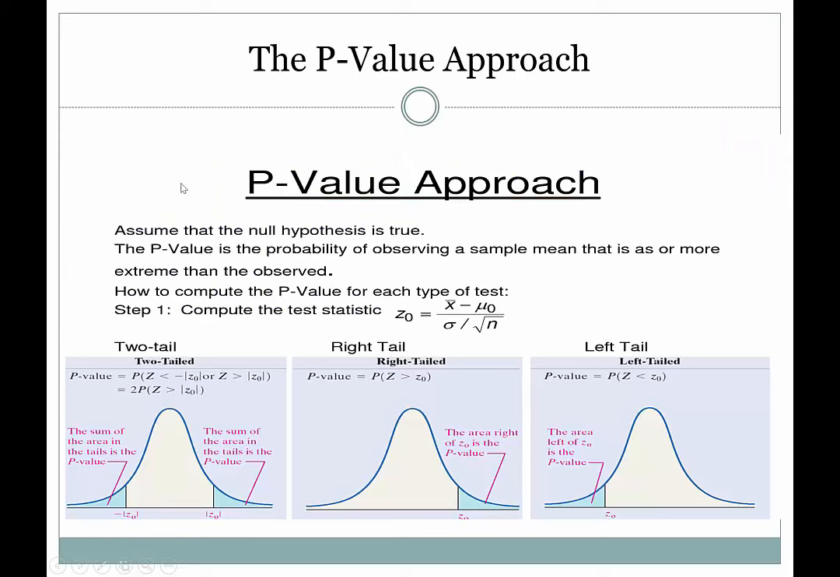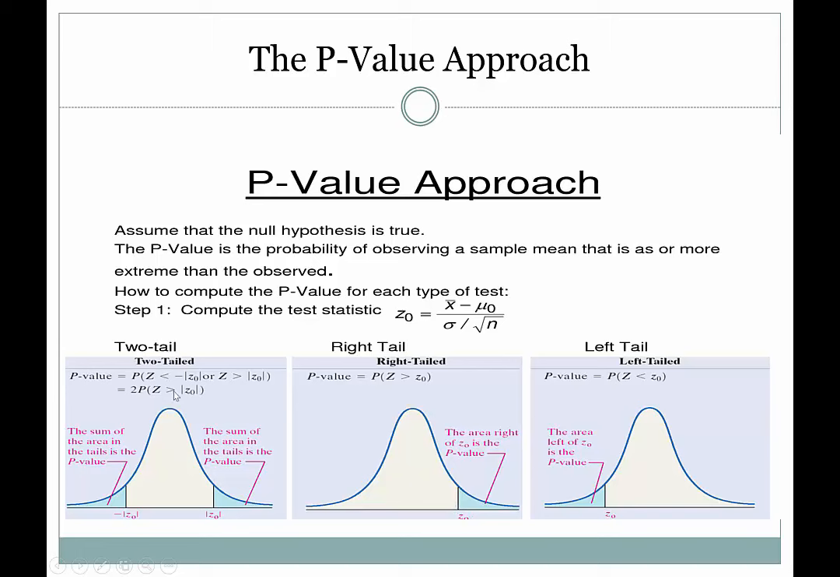All right, so let's talk about how you would apply the p-value approach to hypothesis testing. So basically, assuming that the null hypothesis is true, again, the p-value is the probability of observing a sample mean that is that extreme or even more extreme than the one you observed. And what that essentially means is that you basically put your test stat on the curve, right? And then you find the appropriate area associated with that test stat. So based on the definition of the p-value.